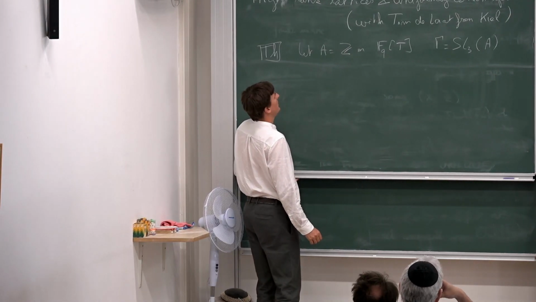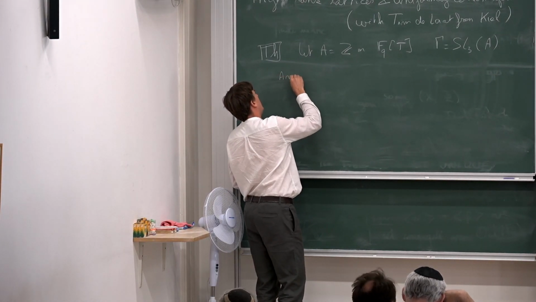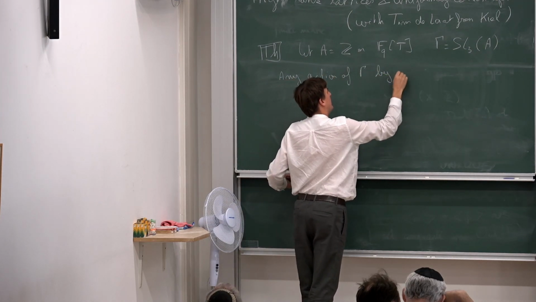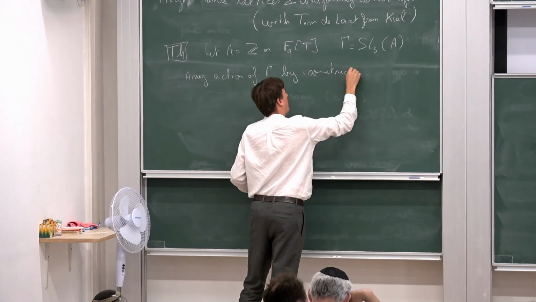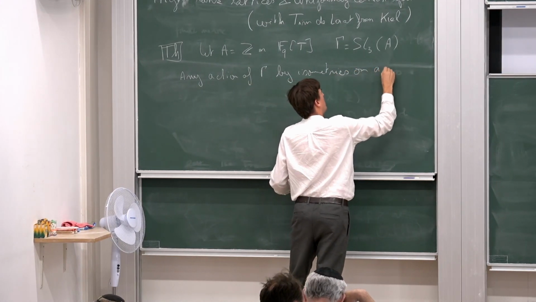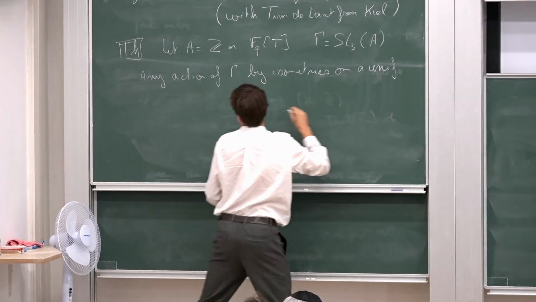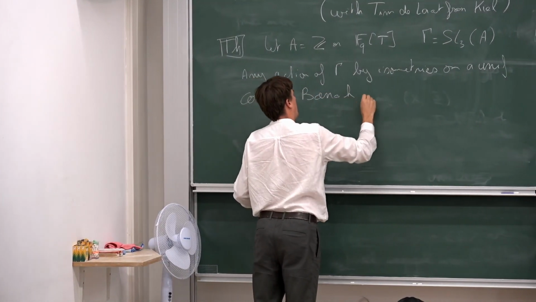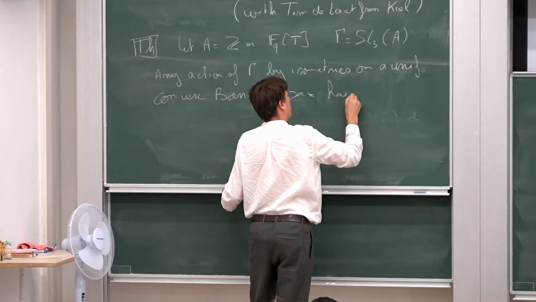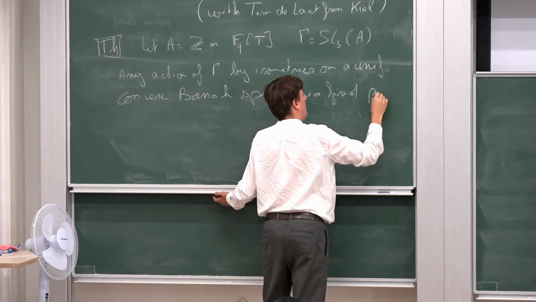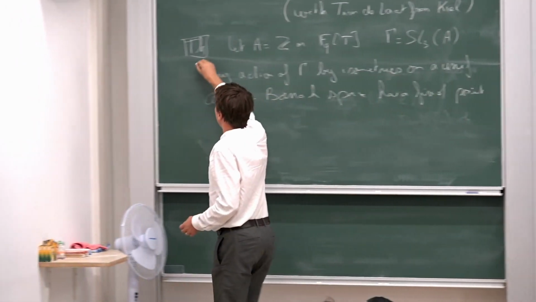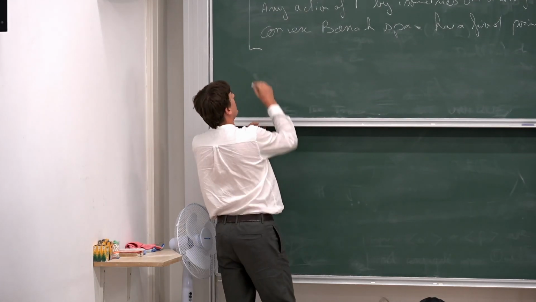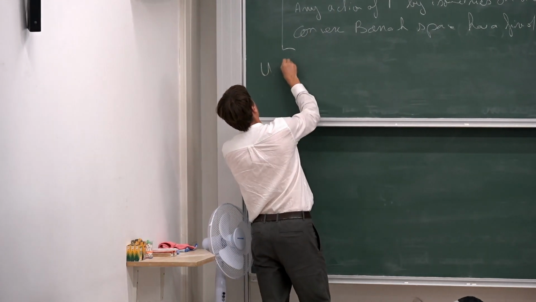The theorem says that any action of this group by isometries on a uniformly convex Banach space has a fixed point. Okay, so what is uniformly convex?